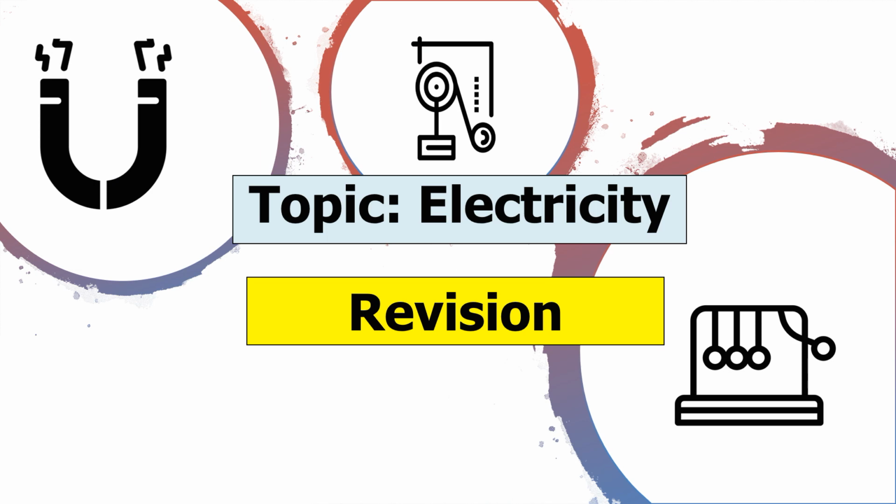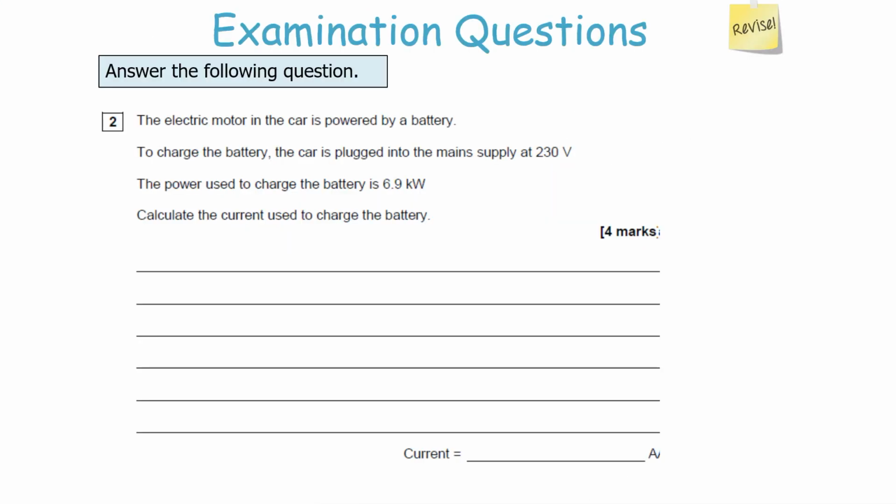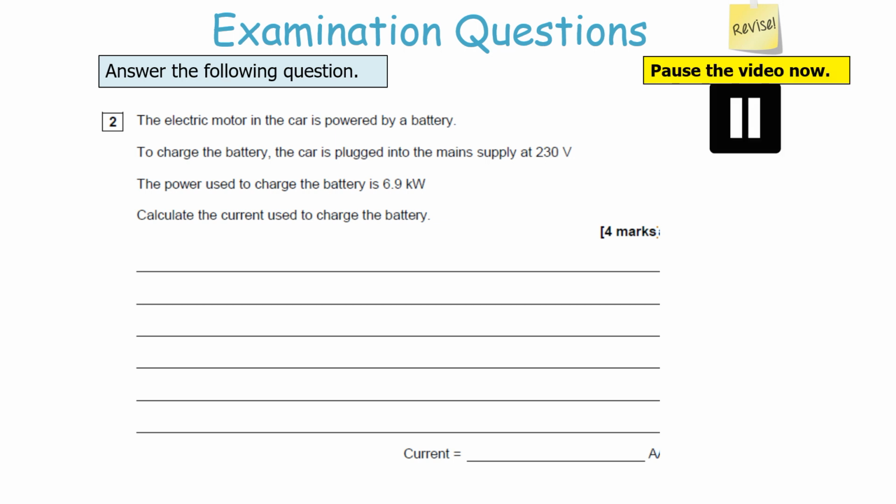The next topic we're going to look at is the topic of electricity, which could come up on the 2022 examination papers. So in this first question, it says that the electric motor in a car is powered by a battery. To charge the battery, the car is plugged into the main supply at 230 volts. The power used to charge the battery is 6.9 kilowatts. Calculate the current used to charge the battery. So pause the video now, then unpause the video when you want to go through your answer.